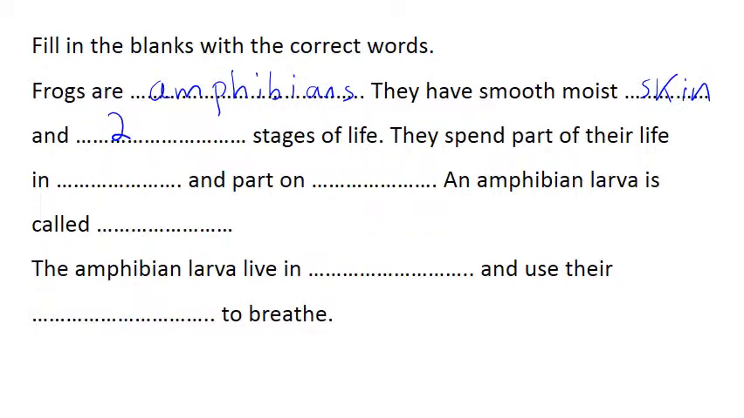Okay, Rawat, they spend part of their life in water, and part on what? On land. Very good. So as an amphibian, they spend part of their life in water, the other part on land. Alex? An amphibian larva is called eggs or tadpoles. Tadpoles. Okay, we call them tadpoles. So the larva of the frog is called tadpole.